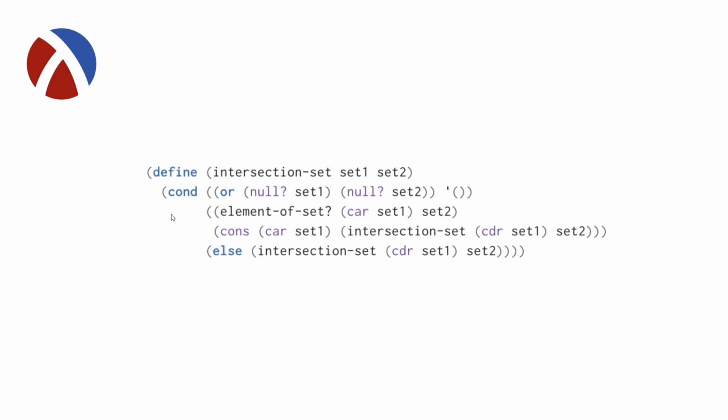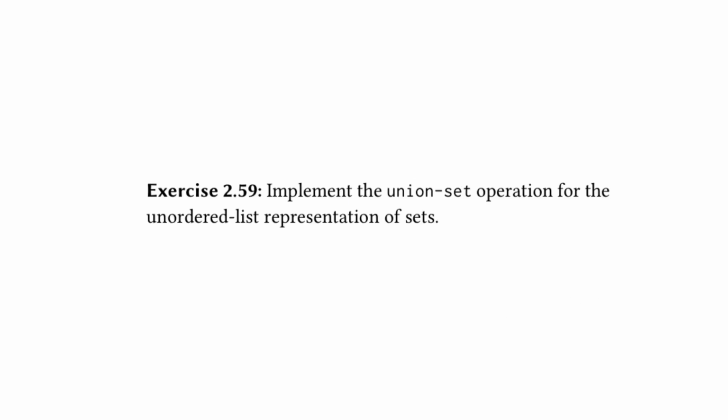Otherwise, if you have an element, you make a call to element of set for the first element in set 1 and set 2. If this is the case, then you want to cons this element because it exists in both, and then make a recursive call to intersection set. Otherwise, if your element that you're currently at doesn't exist in the other set, then you don't want to include this and you just want to move on, drop that element, and then make your recursive call to intersection set and then cdr down set 1. So pretty straightforward. These are just the naive implementations.